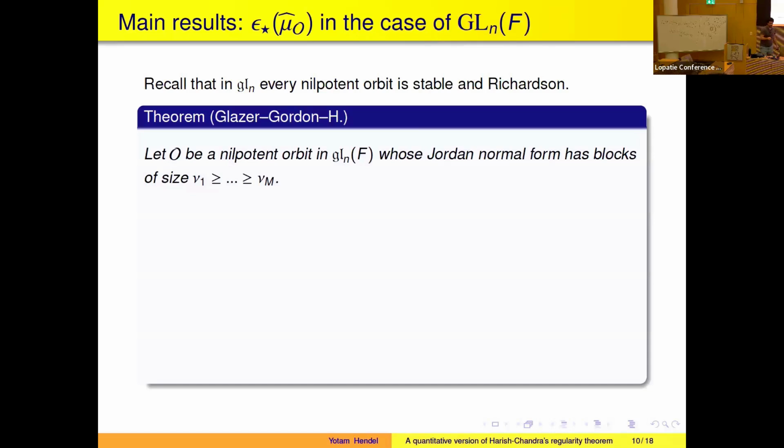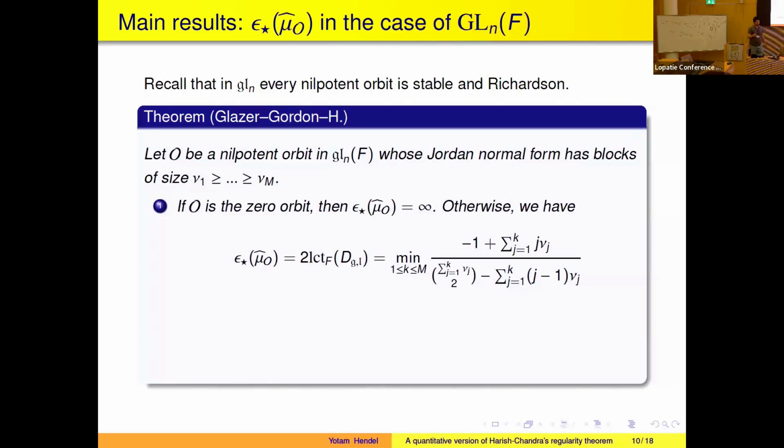Let O be just some nilpotent orbit in GL_n. And these are classified just by partitions of n. So you have your Jordan normal form. Let's assume that it has blocks of sizes nu_1 all the way up to nu_m.